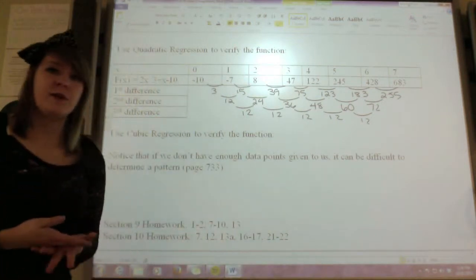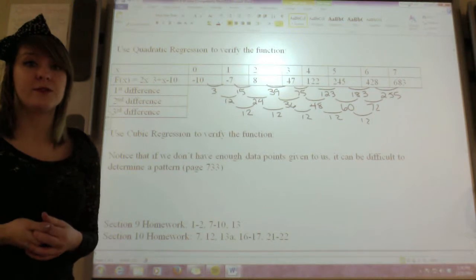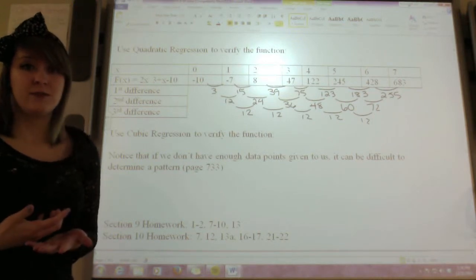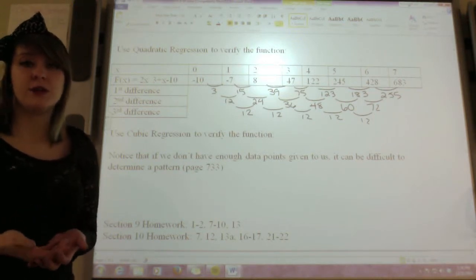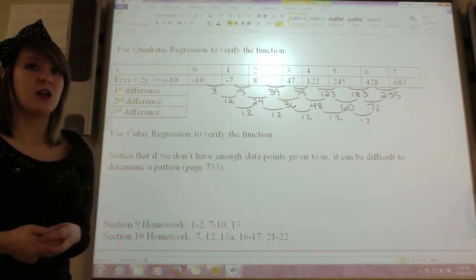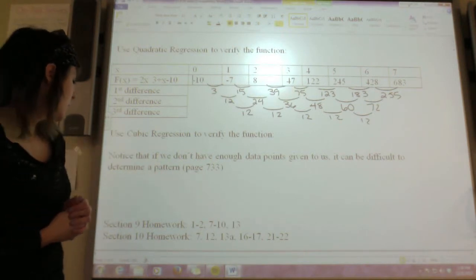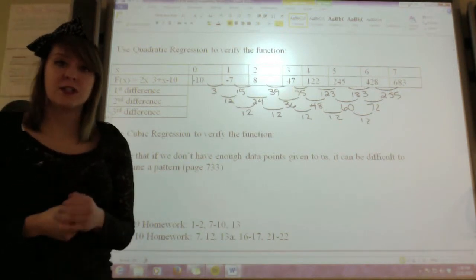Well, if you still haven't found that common difference, or you can't prove that it's a common difference by the time that you only have 2 data points left, then you don't have enough information to determine the equation of the function. So sometimes you won't have enough information and you will just have to say, I don't know. Okay? All right, that's everything for sections 9 and 10.